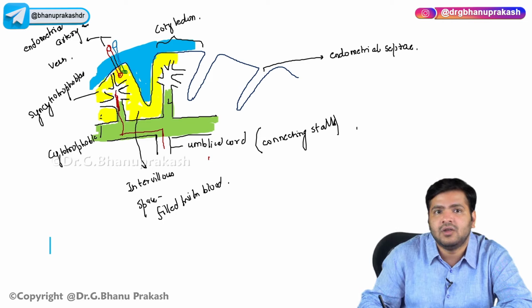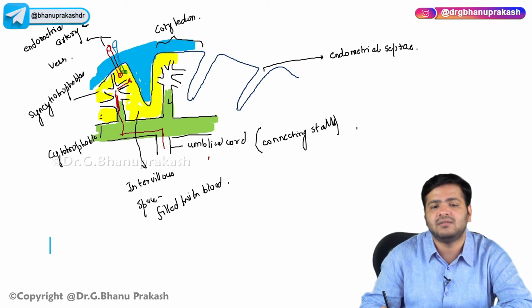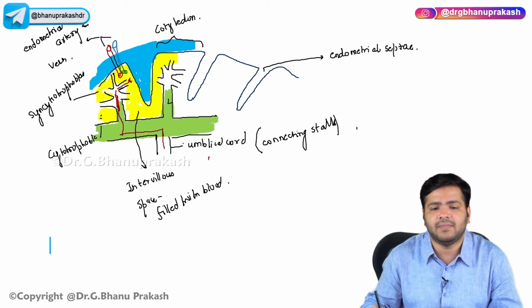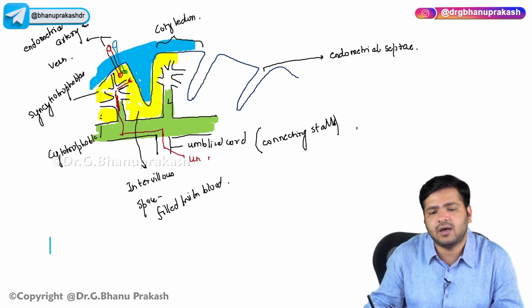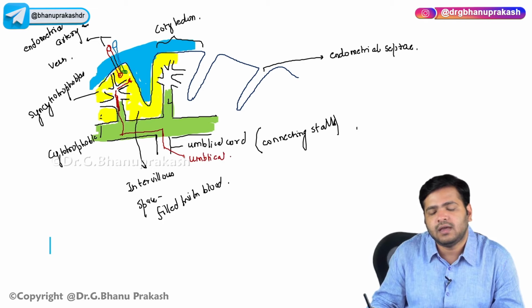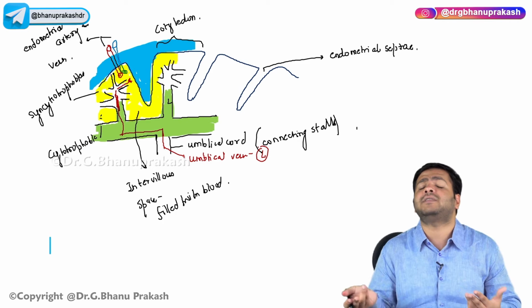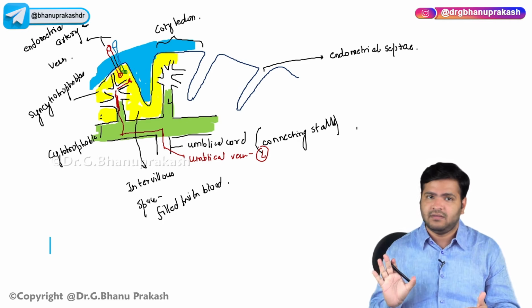And over here, what will happen next? The blood will come into the intervillous space, and this is how the exchange will happen. This is the umbilical vein. Remember, it is the left umbilical vein. How to remember? Left umbilical vein is left behind, right?